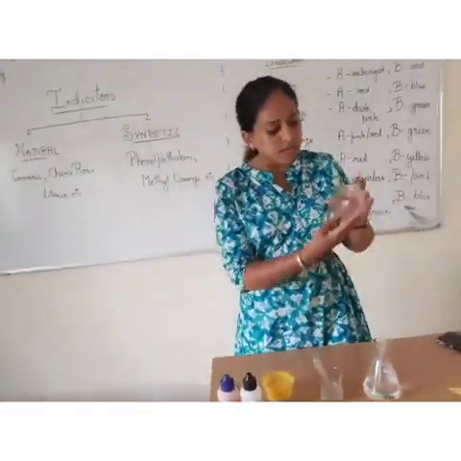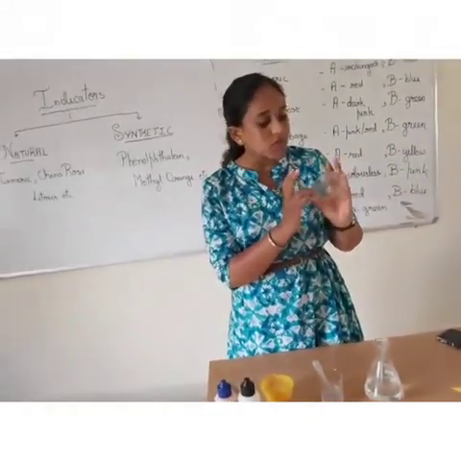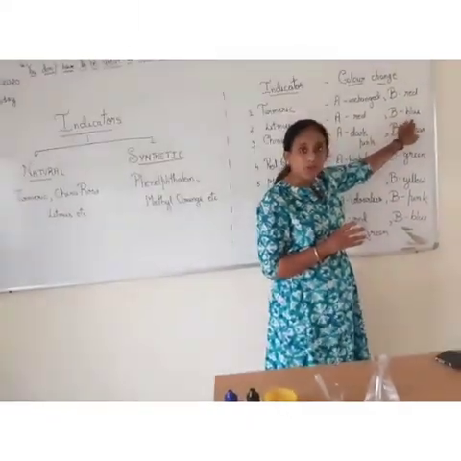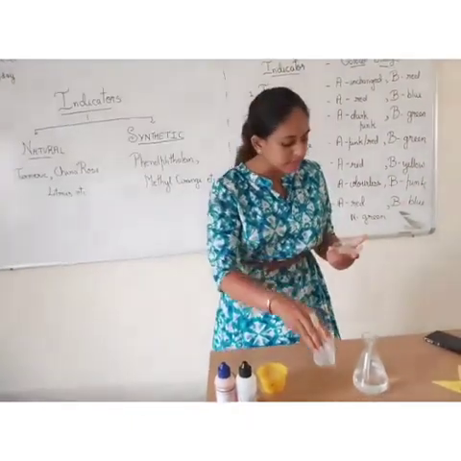You can see the color change. It has turned blue, light blue. So this clearly states that a red litmus turned blue, which shows that the beaker contains a base.